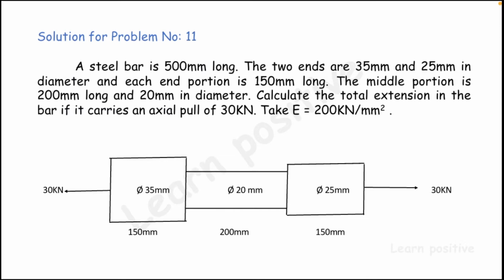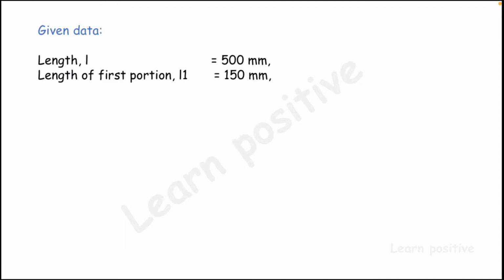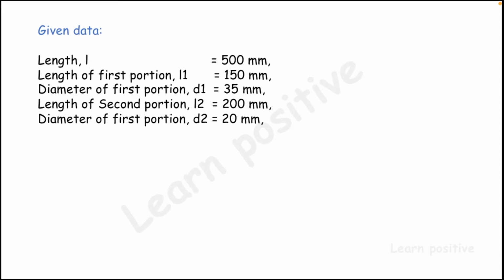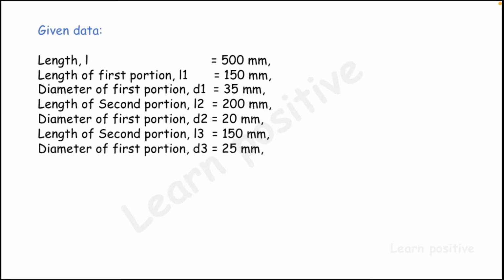Now we are going to take the given data. Given data: length L equal to 500 mm, and length of the first portion L1 equal to 150 mm, diameter of the first portion D1 equal to 35 mm. Length of the second portion L2 is 200 mm, and diameter of the second portion D2 is 20 mm. Length of the third portion L3 equal to 150 mm, and diameter of the third portion D3 equal to 25 mm. And the axial pull, that is load, capital P equal to 30 kilonewton.